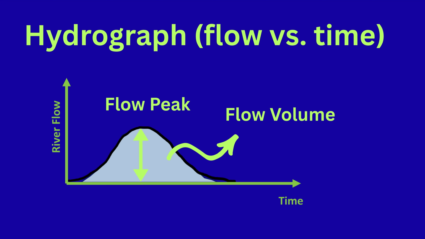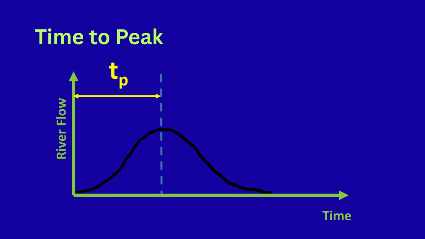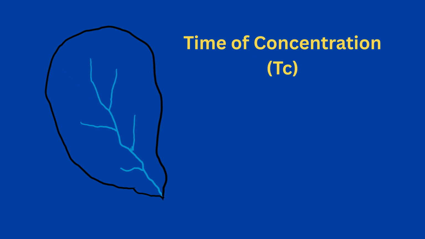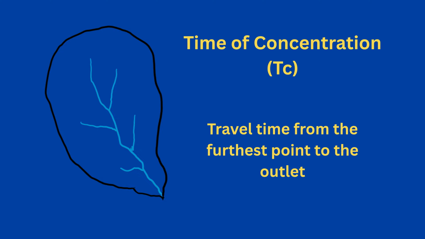The speed tells us how fast the catchment reacts. We measure this with terms like time to peak and time of concentration, which tell us how quickly rainfall becomes runoff and reaches the catchment outlet.